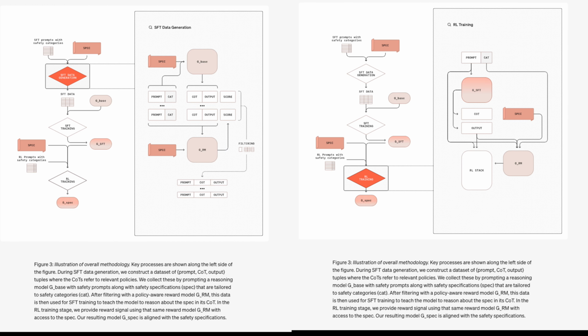The images illustrate the process of training a language model using SFT, supervised fine-tuning, and RL, reinforcement learning, methods aimed at aligning the model with safety rules and improving its performance. Overall process structure. SFT data generation, creating data for SFT. Safety specifications, spec, and prompts with examples of safety categories. SFT prompts are used. A dataset is generated consisting of 3 parts: prompt, the input query, COT, chain of thought, and output, the response generated by the model.